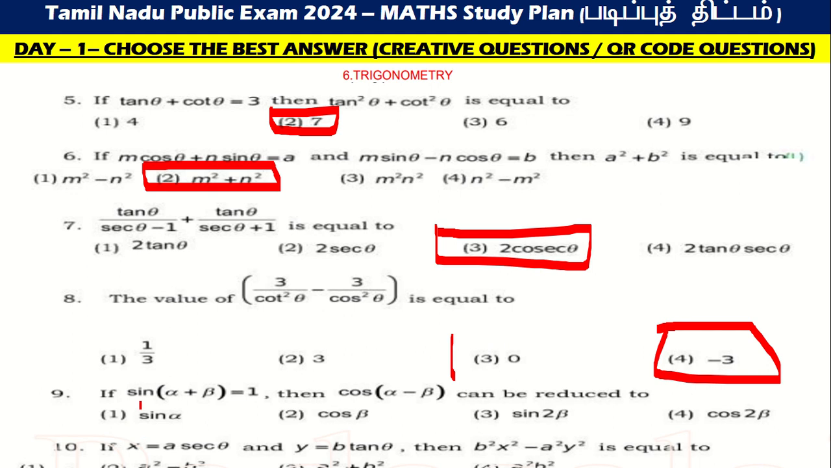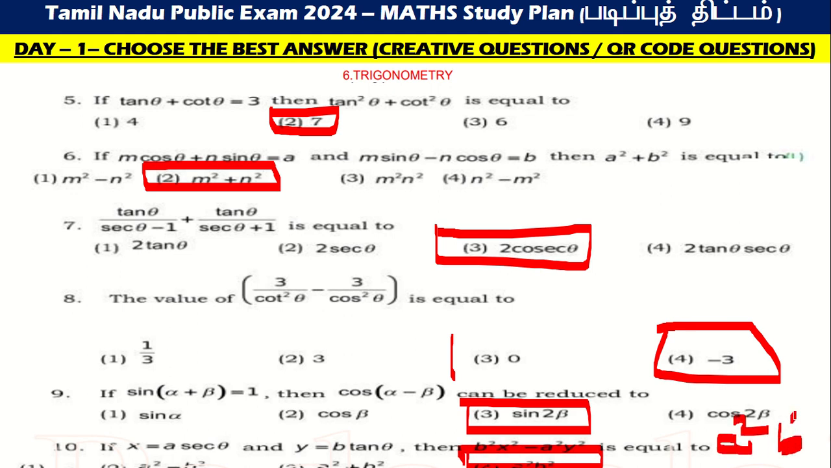Ninth, if sin alpha plus beta equal to 1, then cos alpha minus beta is sin 2 beta. X is equal to a secant theta, y equal to b tan theta, then b square x square minus a square y square is equal to, the answer is D option, that is a square b square. A square b square is the correct answer.